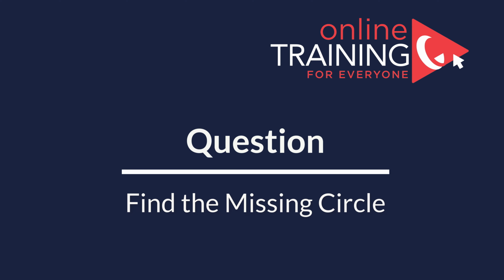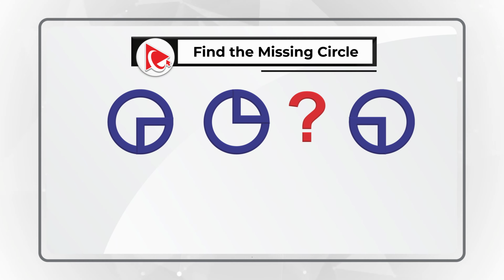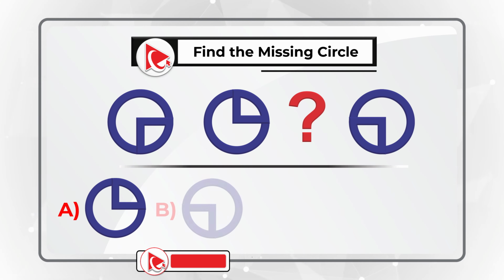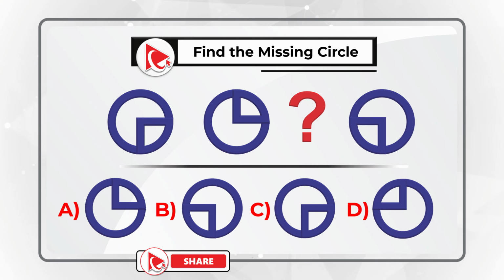Here's a very interesting problem which tests your analytical skills. You're presented with 3 circles and 1 circle is missing. You need to select the missing circle out of 4 possible choices. Choices A, B, C, and D. I think the answer here is obvious, but please make sure to make your selection.